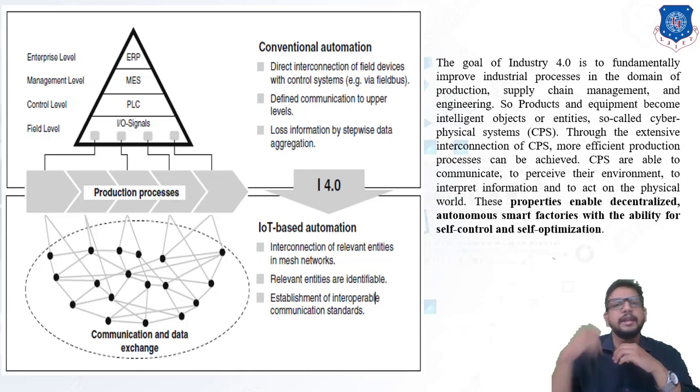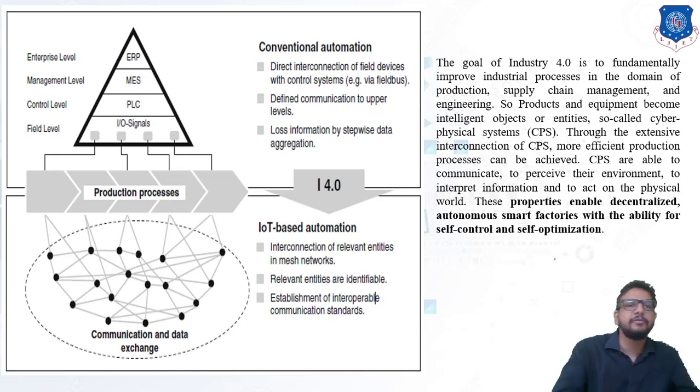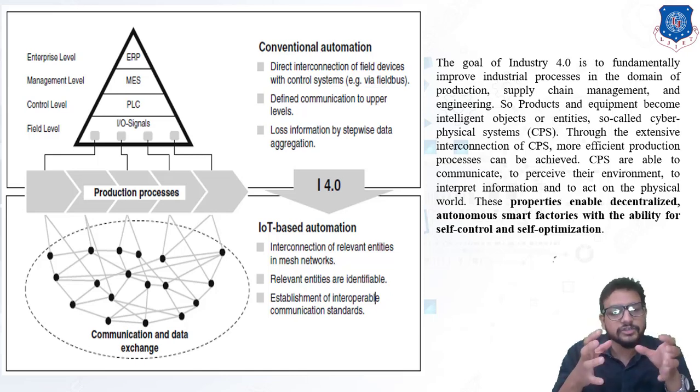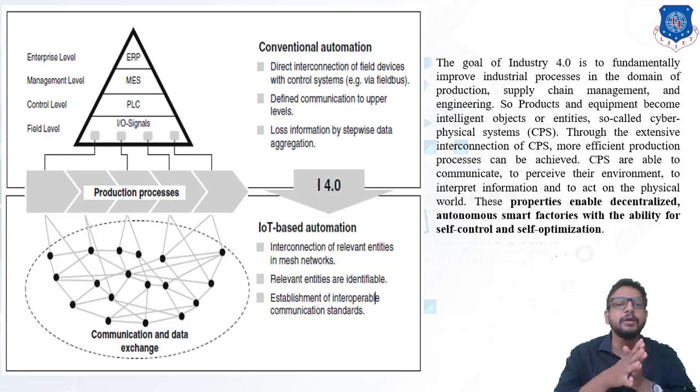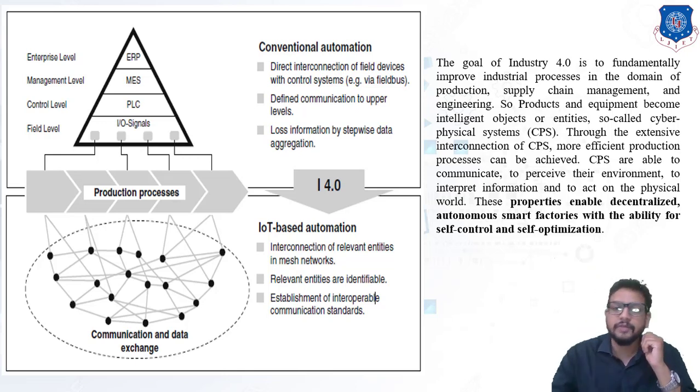directly to any third layer component, which means there are no layers provided. That is, communication and data exchange can be done from any level to any level. Even a sensor can communicate with the ERP, even a PLC can communicate directly with the ERP, right? Okay, and even a sensor can directly communicate with MES. So these are the networks or communication data exchange which can be directly transferred from a field level device even directly to the enterprise level device. So this is what is called IoT based automation.